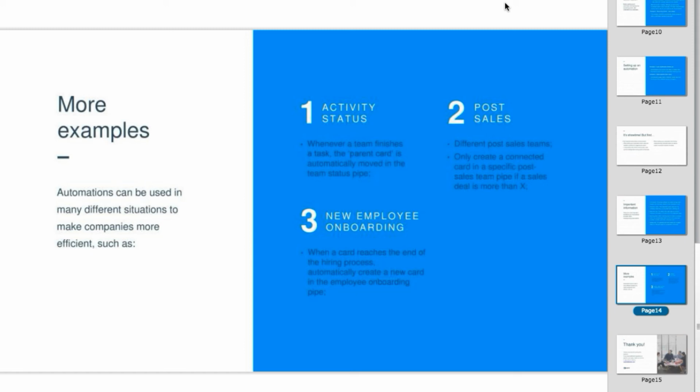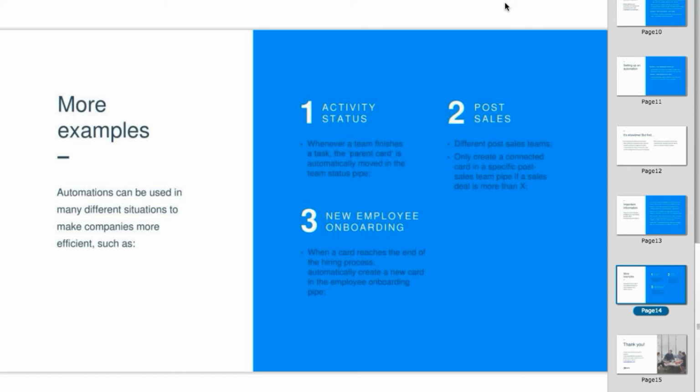There are some other examples in which automations can be used in different situations to make companies more efficient, such as activity status. Whenever a team finishes a task, the parent card is automatically moved in the team status pipe. Here we have a general customer success activity pipe, and each of us has a separate task pipe so we can manage them. We have automations set up so that whenever I move a card in my pipe from backlog to doing, it also does the same in the team pipe, and when I move it to done, it moves the card in the team pipe to done.